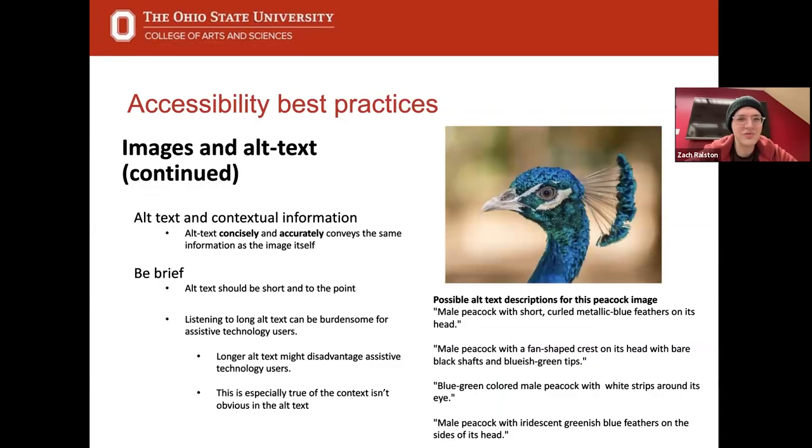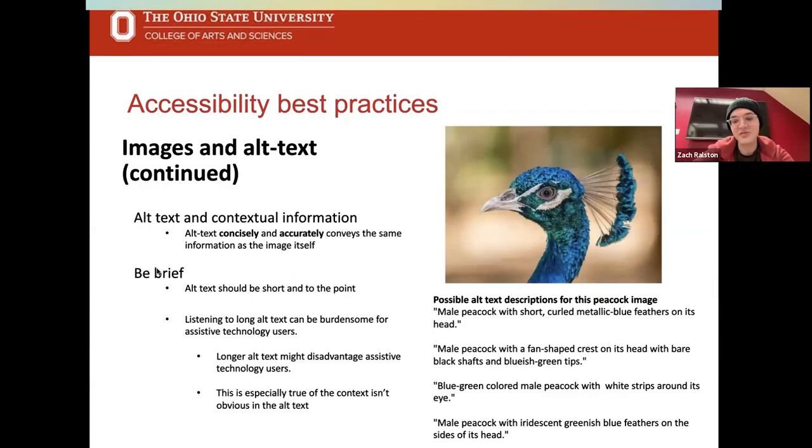This gets into a more detailed description of what I mentioned earlier about being brief, but also being as descriptive as possible. So for example, to the right, we have an image of a male peacock. It's just a headshot. And I included some ways to describe this while avoiding the issues I've mentioned before. For example, we can describe the peacock as a male peacock with short, curled metallic blue feathers on its head.